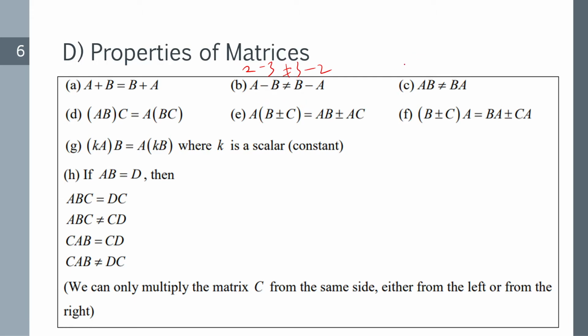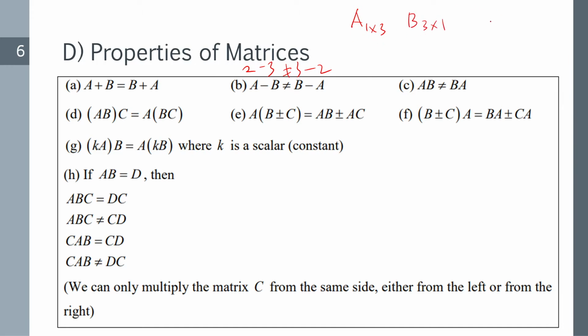But normally with numbers, 2 times 3 equals 3 times 2. But this is not applicable to our matrices. Because matrix A multiplied by B is not equal to matrix B multiplied by A, especially when your A and B are different sizes. Okay, for example, let's say your A is size 1 times 3 and your B is 3 times 1.